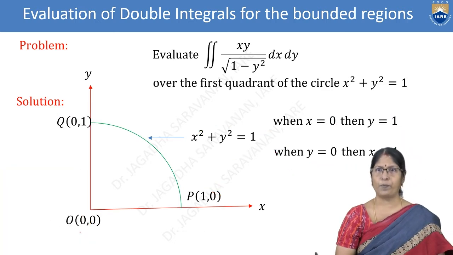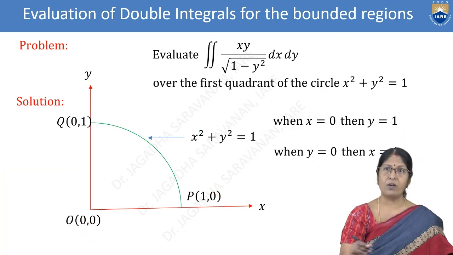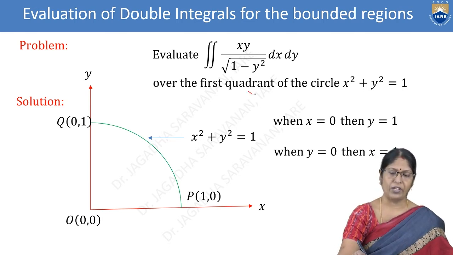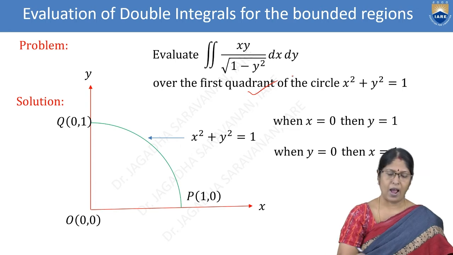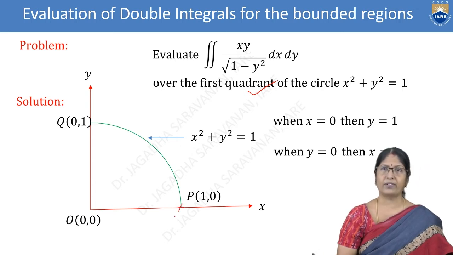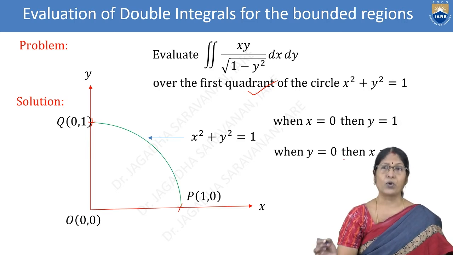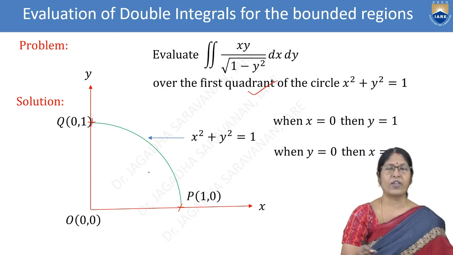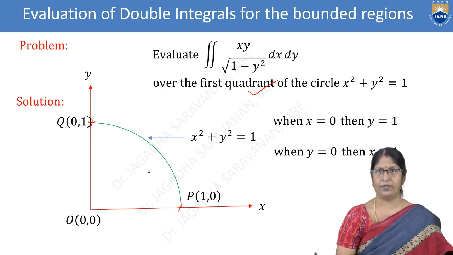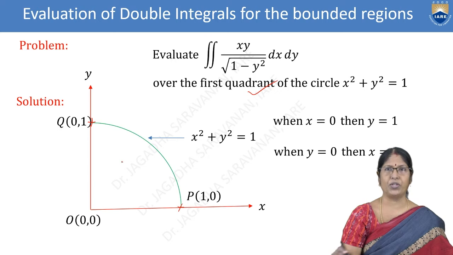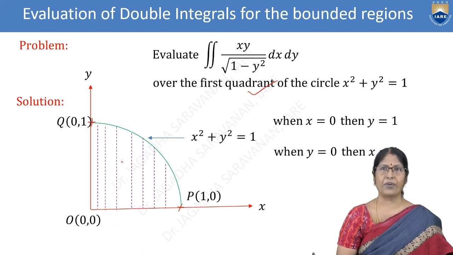So in this particular problem, we have drawn one-fourth of the circle in the first quadrant, and it touches the x-axis and the y-axis at certain points. Now this complete integration we have to find. That means we have to find the area of the bounded region. This is the bounded region.